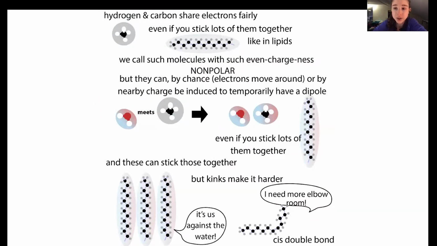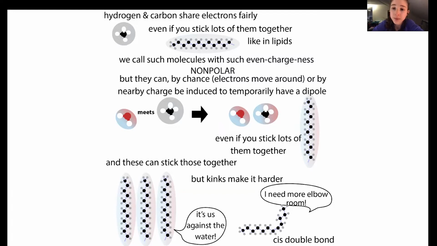So these carbons and the hydrogens are sharing fairly, but because their electrons are in these electron clouds rather than fixed in a set place, these clouds can get temporarily polarized. They just randomly happen to shift and be in one area. And so you can get these clouds shifting and syncing up, and then you can get them sticking together. And so these molecules can get stuck to one another, but if you give them enough energy, they can break free because they don't really like being stuck to one another.